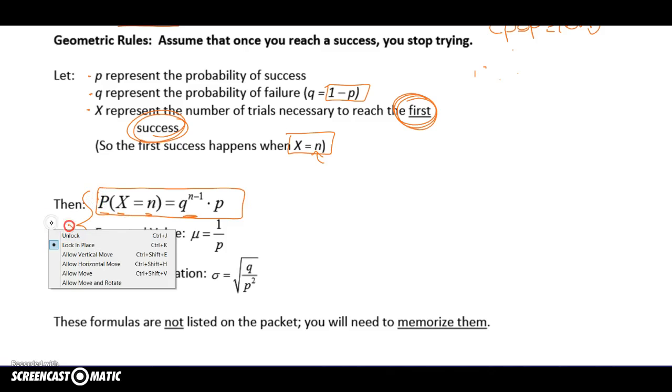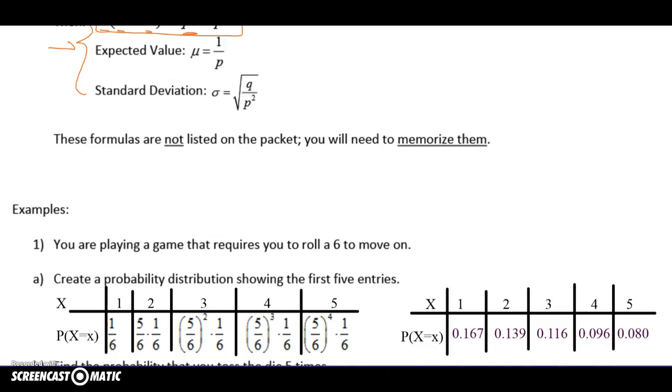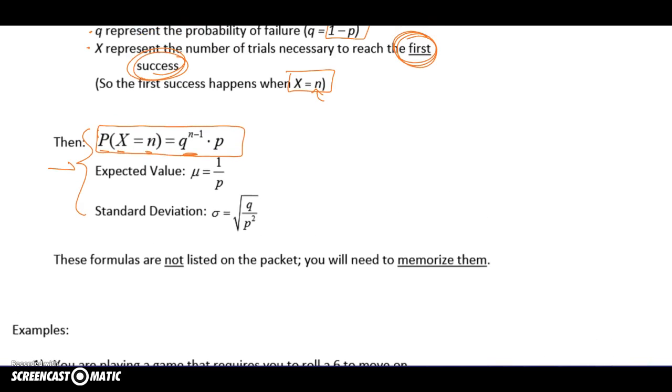The expected value is 1 over P. For example, the probability of getting a tails or a heads is 0.5 or 1/2. So how many flips would you expect in order to see a heads? Well, you would expect 2, 1 over 0.5. Or in other words, probability of success is 1/6 for rolling a 1. How many rolls would you expect in order to roll a 1? Well, 1 over 1/6, which is 6. The standard deviation is the square root of Q over P squared.